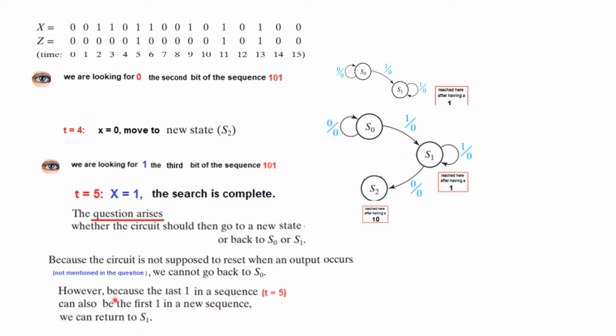However, because the last one in the sequence at T5, this last one, can also be the first one in a new sequence, we can return to S1. So since this could also be the first bit of a new sequence, from here we'll return to 1, where we return after we have got 1. We have reached from having 1, so this will move to get a 1 here. Okay, so now our drawing will be something like this. We have moved here.